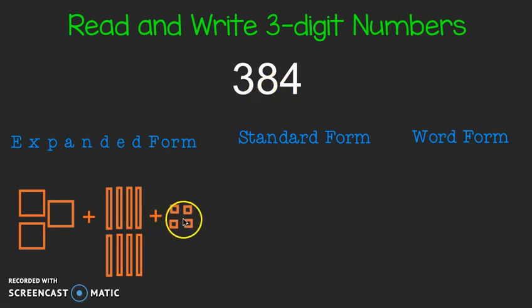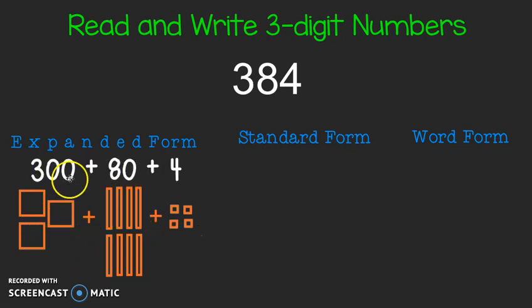So here's my 4 ones, here's my 8 tens, and here's my 3 hundreds. When I write it out in expanded form, it looks like this: 300 plus 8 tens or 80 plus 4. And don't forget the pluses, because those are very important when we show a number in expanded form, because that's what it really means. In fact, that's why we read it this way: 384.